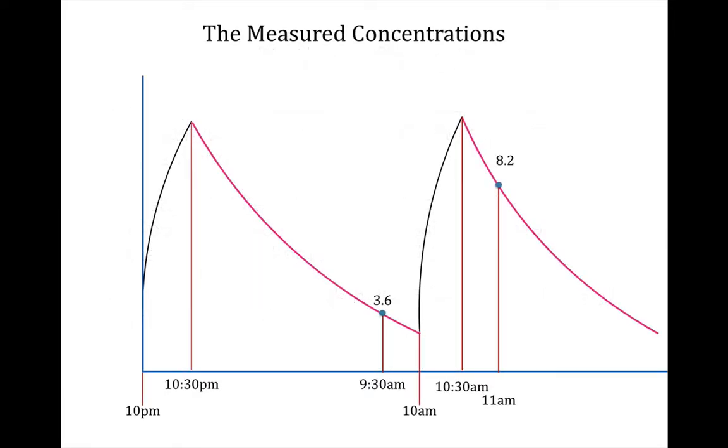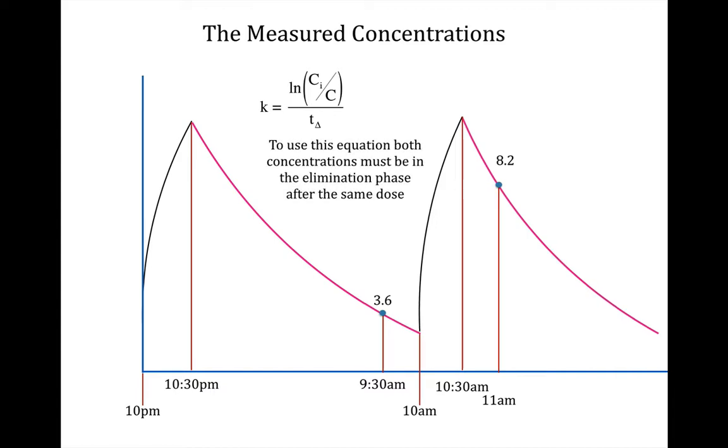Here are the measured concentrations, and you can see that the trough was drawn before the dose at 10 a.m. and then after the dose was given and allowed to drop for a half an hour, the peak was drawn. To determine the elimination rate constant so we can get half-life, we would like to use this equation, K equals the natural log of Ci over C divided by time change. However, to use this equation, both concentrations must be in the elimination phase after the same dose. That means the trough would have had to have been drawn in this interval or the peak in this interval.